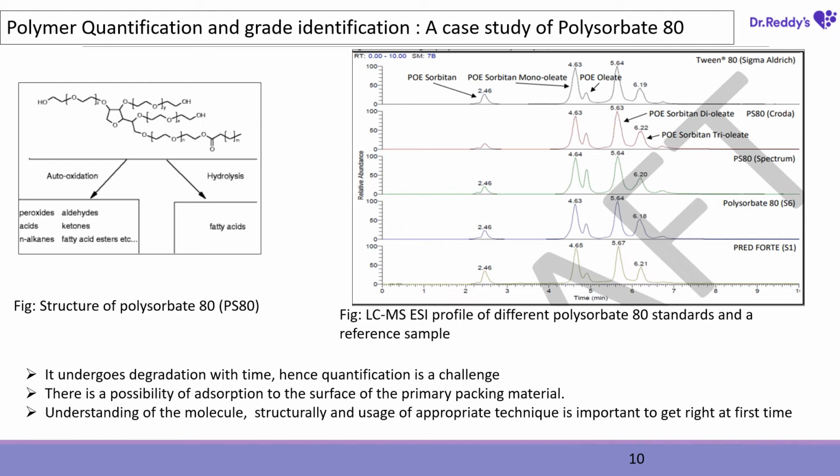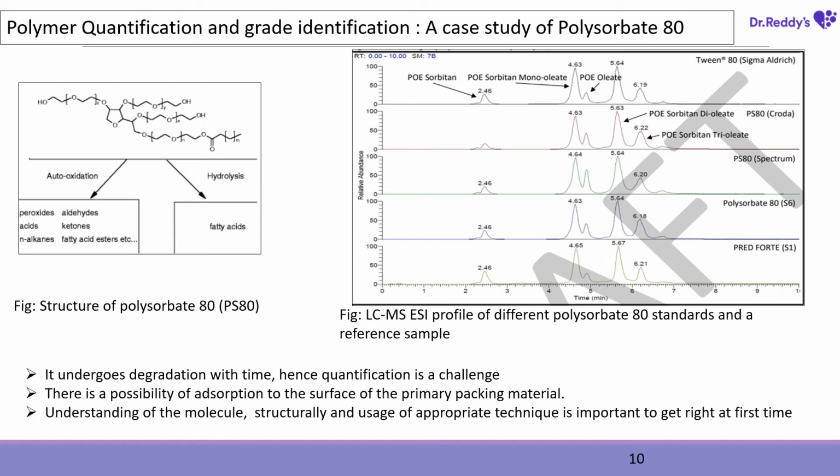And this is the LCMS ESI profile of different polysorbate standards which are used, and also from a reference sample for quantification, where we see the different degradants of polysorbate 80. So upon understanding all these, the quantification can be easily estimated. The main challenge here is that it undergoes degradation with time, hence this is one of the major challenges.